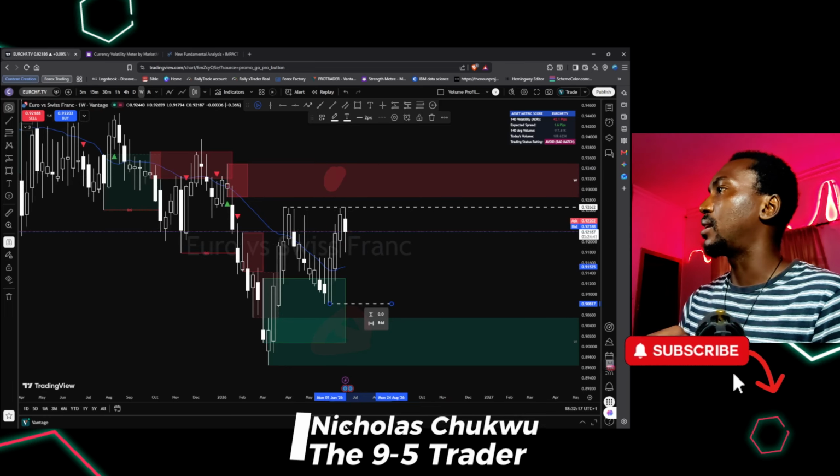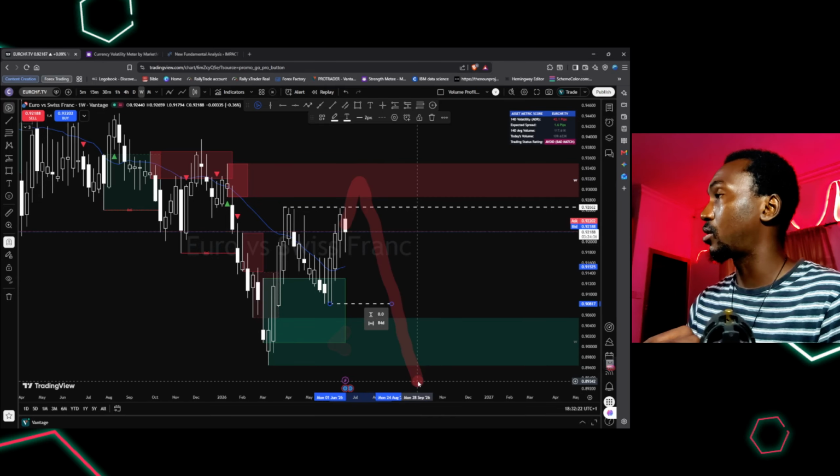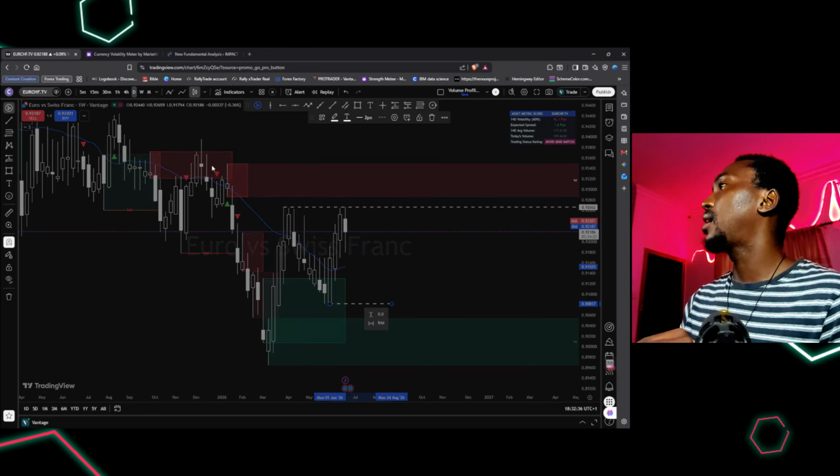If this holds and this breaks, then the monthly supply zone is very valid, meaning price is going to continue to the downside. So we cannot predict anything from here, but we can only say we have areas where we are looking more focused on and hoping price does something when it comes to these areas. Moving on to the daily.